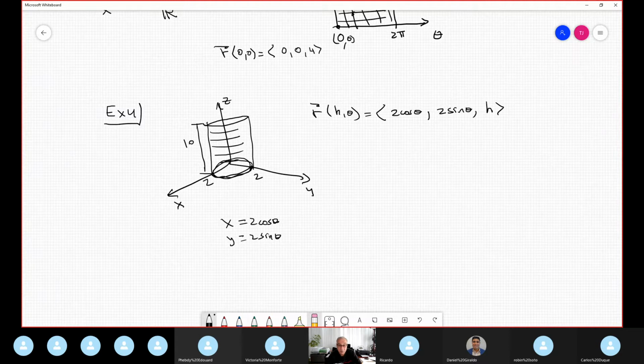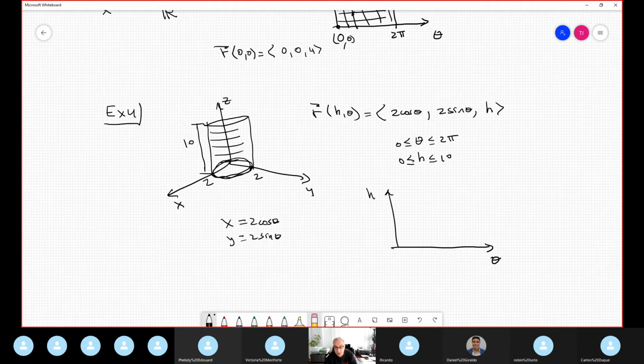Then you declare the domain. Well, the domain is clear: theta varies from 0 to pi, because it's a completely circular cylinder, and h varies from 0 to 10. And this is the parameterization of our cylinder. So theta is in this axis, h in this axis, 0 to pi in this axis, and 0 to 10 in this axis. And this represents the domain in the h-theta plane, which is rectangular.